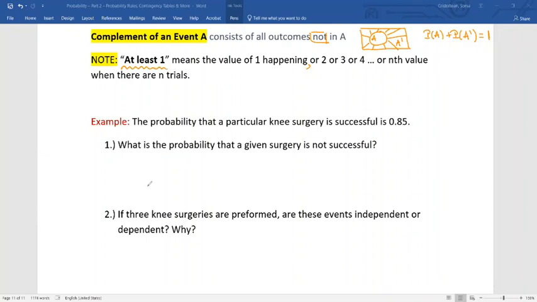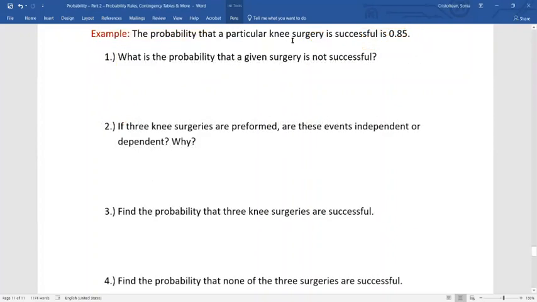So let's take a look at the next example. The probability that a particular knee surgery is successful is 0.85. What is the probability that a given surgery is not successful?